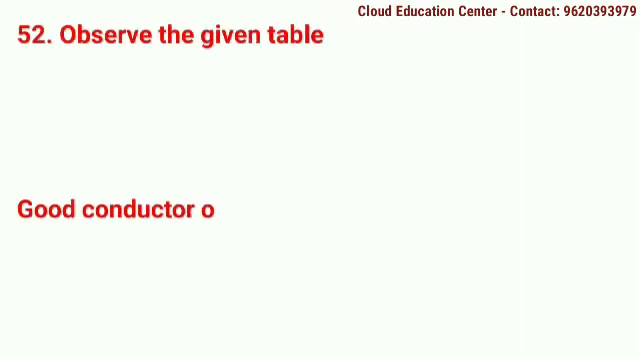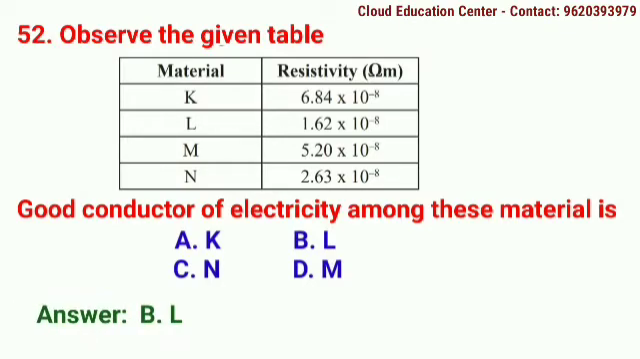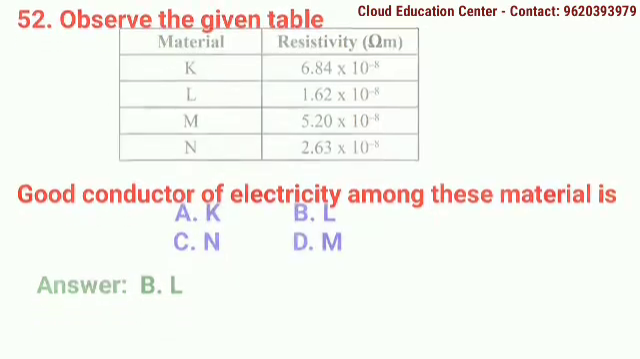The next question is, they are given the table. They are asking us to find the good conductor of electricity among these materials. There are 4 options. Actually, if the material has less resistivity, then we can say that it's a good conductor of electricity. Based on this data, option B, L is the correct answer.